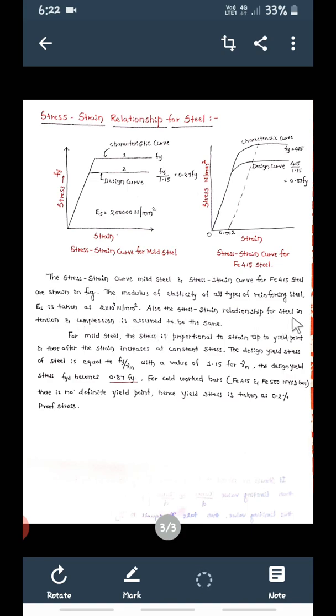Also the stress strain relationship for steel in tension and compression is assumed to be the same. For mild steel, see for this, the stress is proportional to strain up to the yield point, up to here. So this curve is straight, right? So stress and strain are proportional to each other up to this point. And thereafter the strain increases. After this, the strain is going to increase at constant stress. Stress will remain the same now here, so strain will be increased. Okay, taken as constant stress.